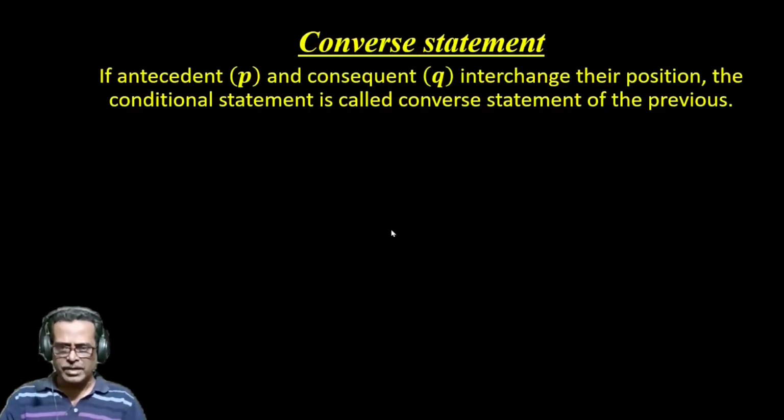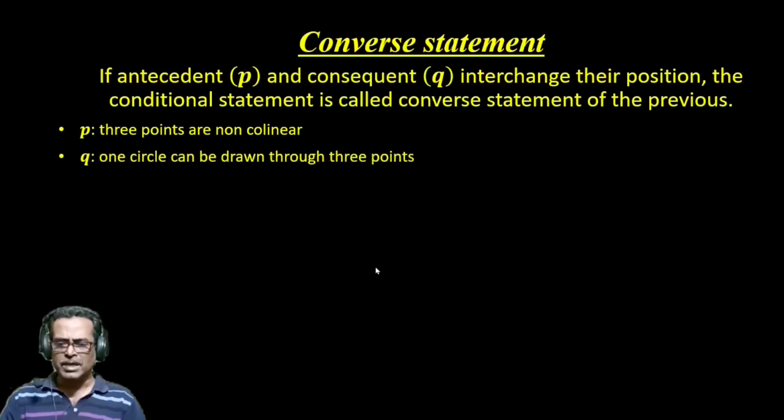Next, converse of a statement. If we reverse the antecedent and consequent, then that statement becomes the converse of the previous statement. Suppose, with respect to the previous example, P: 3 points are non-collinear.